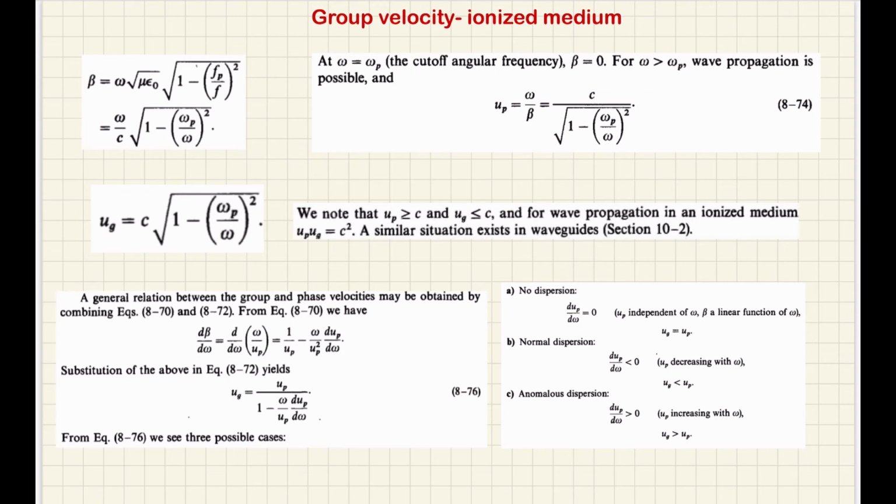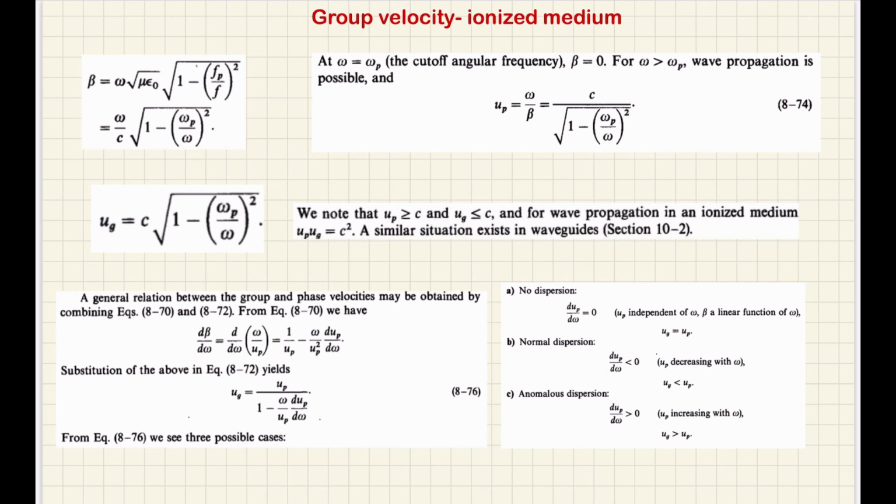And the phase velocity is given by omega by beta. So from this expression, we can find out this omega by beta as c by square root of 1 minus omega p by omega whole square. And from this expression, you can also find out 1 by d beta by d omega, and from this you can calculate the group velocity as c into square root of 1 minus omega p by omega whole square.